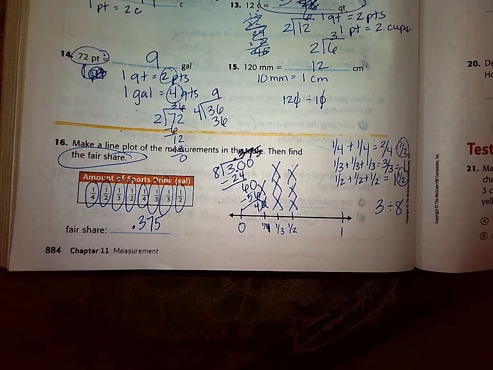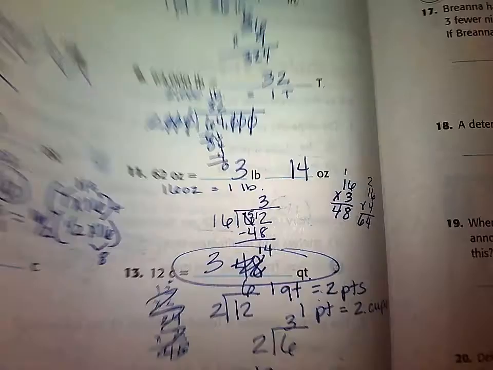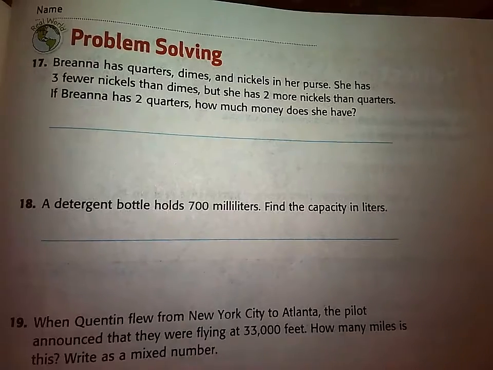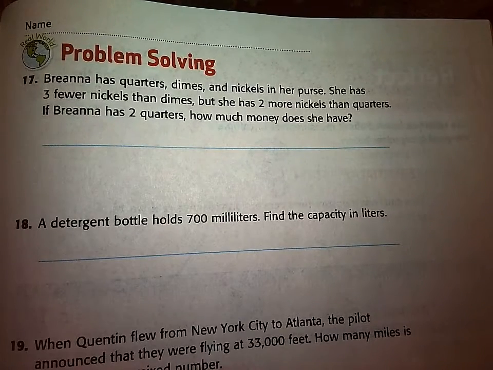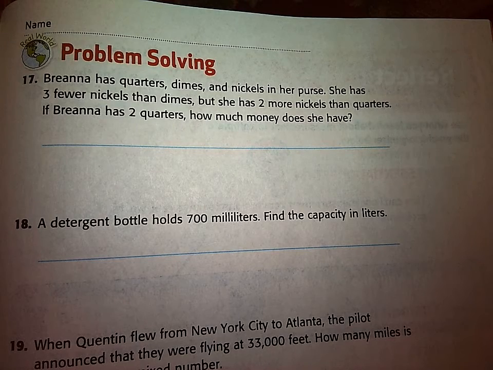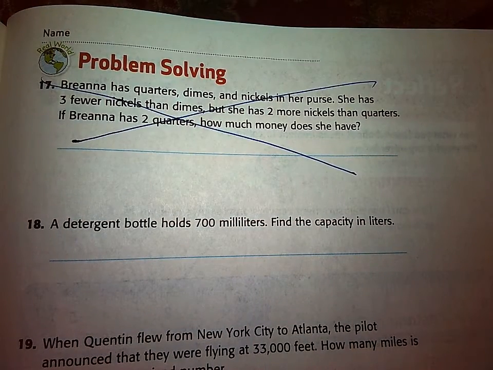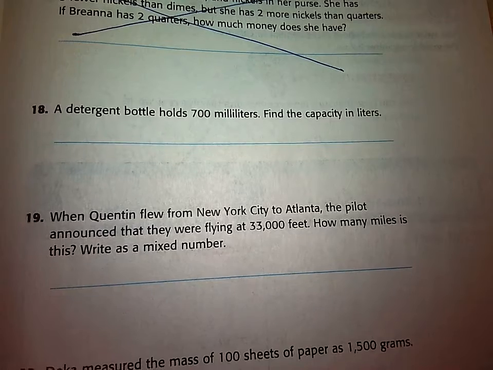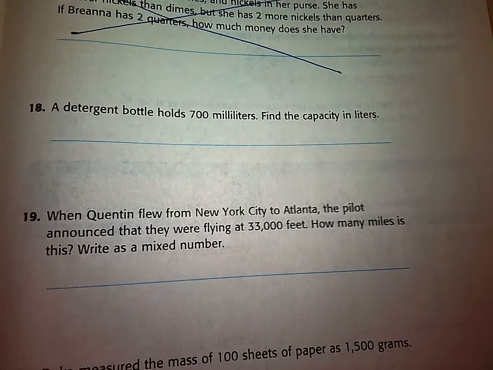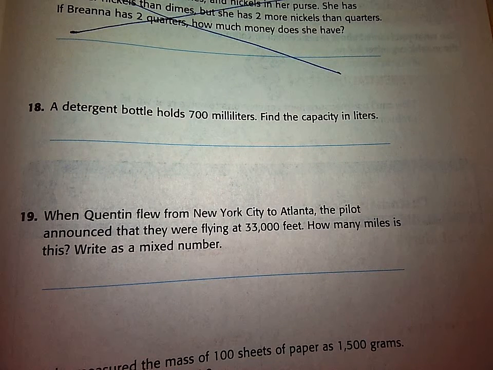Okay, my friends, we're almost done. Last page of our problem solving over here. Number 17, it says, Brianna has quarters, dimes, and nickels in her purse. You know what? Let's skip that one. That one is different. Skip number 17. A detergent bottle holds 700 milliliters. Find its capacity in liters.